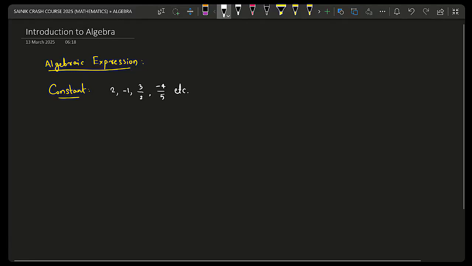And now we discuss variable. What is variable? A number which can take various numerical values is known as a variable. And generally we use small English letters in algebra to represent variables, like we may use small a, b, c, x, y, z, etc. You can use any letter. They are also called literals.